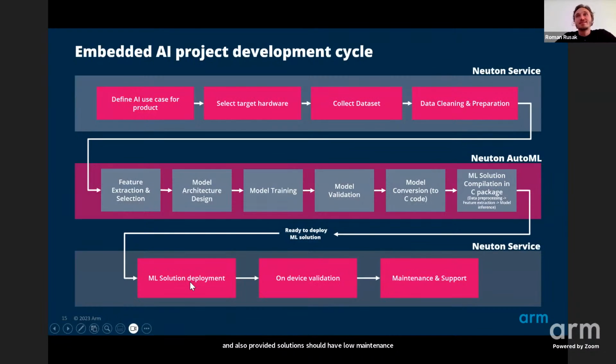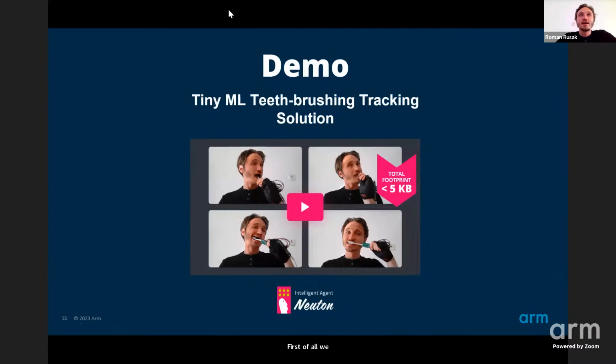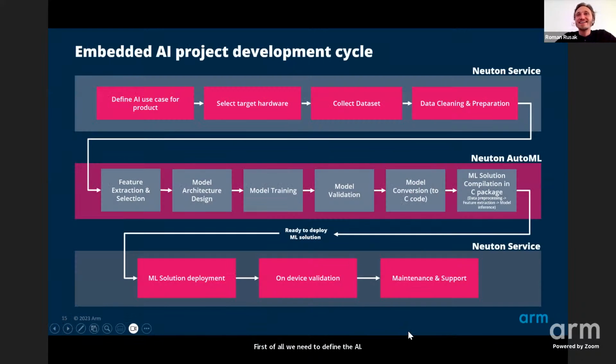Okay, let's talk about what stages there are in the development of such embedded AI projects. First of all, we need to define the AI use case for our product. What issue of our users do we want to solve with AI? In our case, we want to provide real-time feedback so that users can take better care of their oral health.